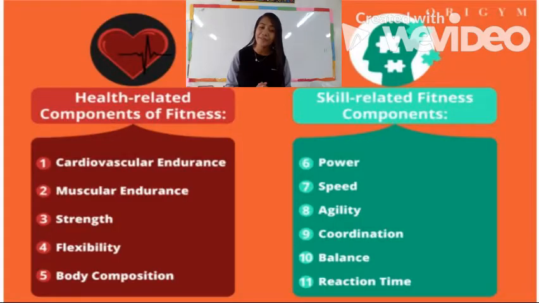We have agility, balance, coordination, speed, power. Very good. And the last one, examples of health related fitness, we have muscular strength, flexibility, muscular endurance, reaction time. And the last one is body composition. Very good. So have you learned something from our previous lesson?